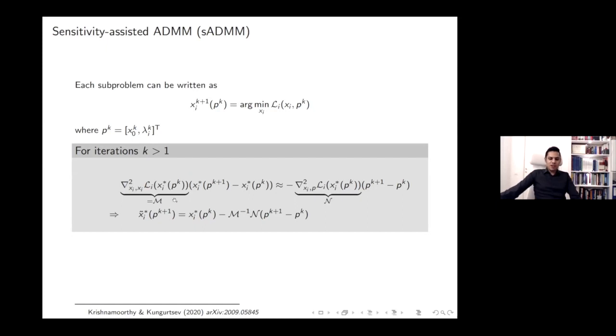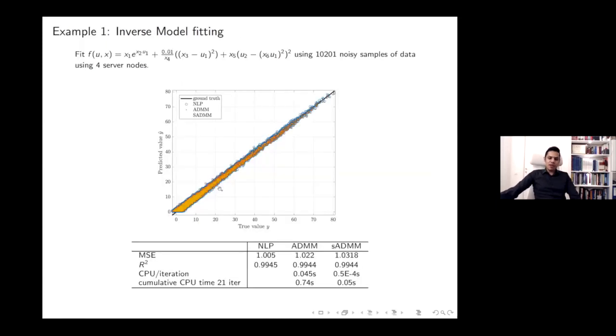Okay, so this is something that we can then use to improve the computation speed. So here is a simple example where I am trying to fit a function of this form. This is an inverse model fitting problem, and I have the parameters that are given by x1 to x6. And I have my inputs u, and I want to predict the function p. So I have about 10,000 noisy samples of the data, which I generated artificially.